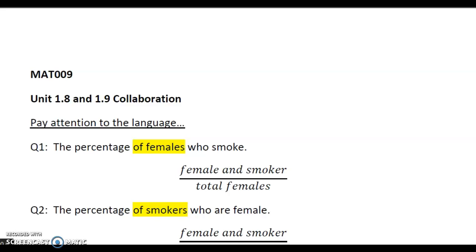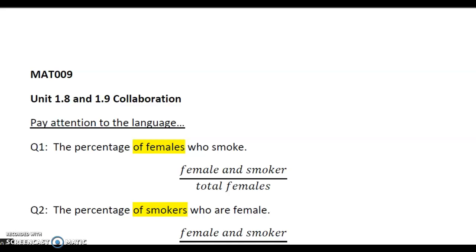Hi everyone, in this video I'm just going to go over the main ideas from units 1.8 and 1.9 in Realize It. These units were very similar, so that's why I'm combining the summary in one video and in one document. So the most important thing that you need to understand is how to use the language to build a ratio and then interpret that ratio as a fraction or decimal or percent as needed.